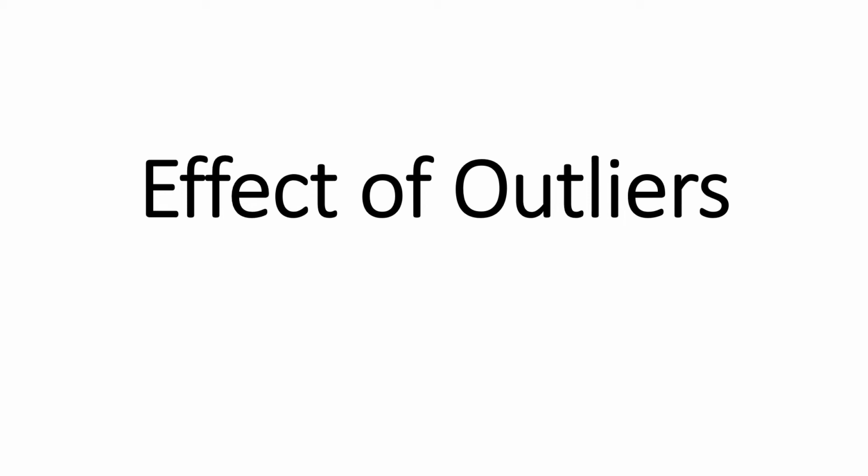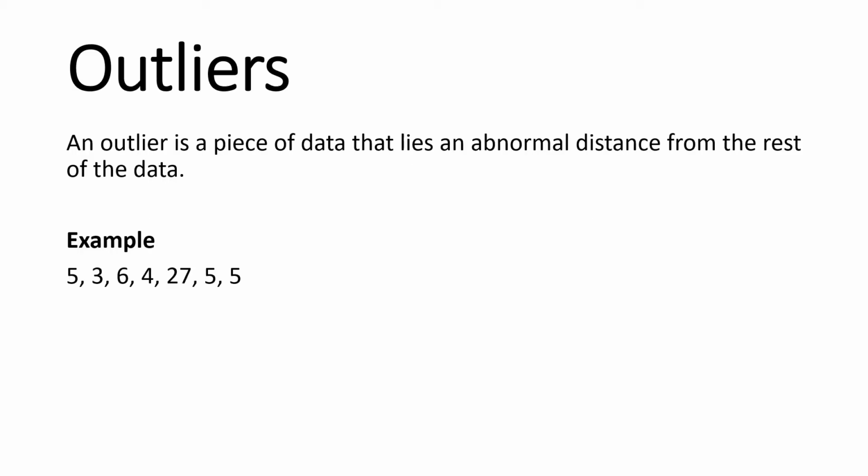The effect of outliers. An outlier is a piece of data that lies an abnormal distance from the rest of the data. Let's have a look at an example. In this data set, we have 5, 3, 6, 4, 27, 5, and 5. We can see that we have one piece of data that is significantly larger or an abnormal distance from the rest of the data, and that is 27.